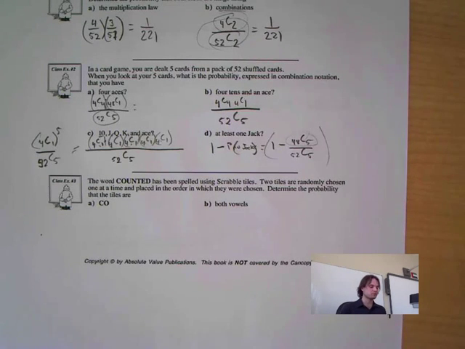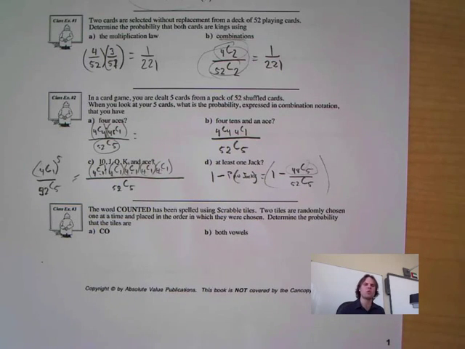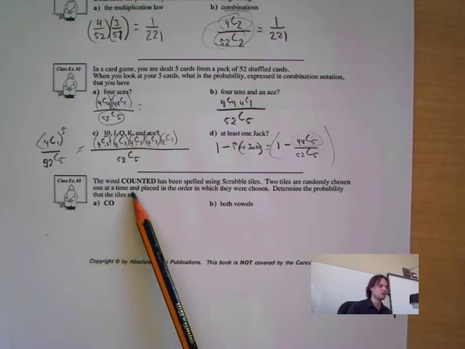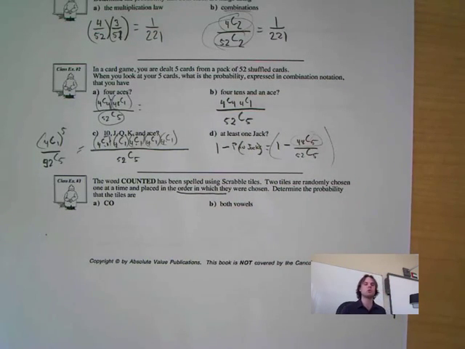Alright, so, next one says, the word counted has been spelled using Scrabble tiles. 2 tiles are randomly chosen, 1 at a time, and placed in the order of which they were chosen. Determine the probability that the first tiles are C and O. Now here's an interesting thing. The first one, we're looking at deck of cards. Now whenever you're playing, order doesn't matter, because remember, when you get cards, you rearrange them in your hand, so order does not matter.